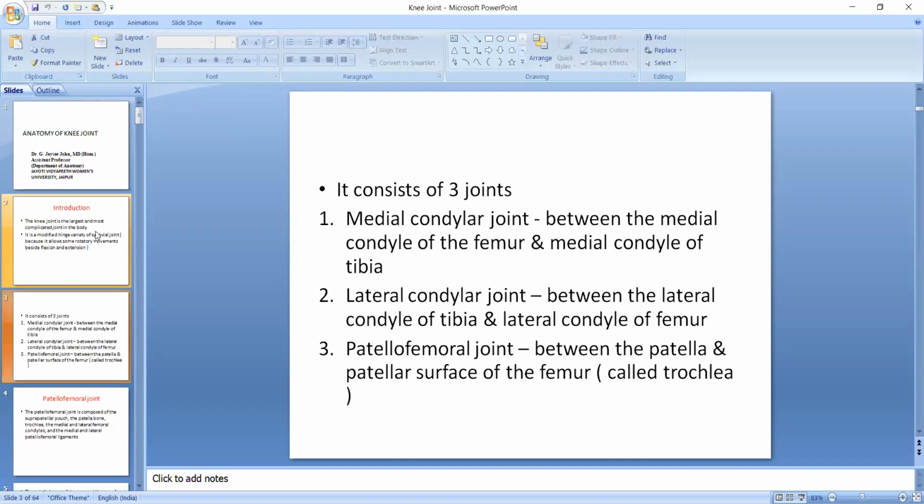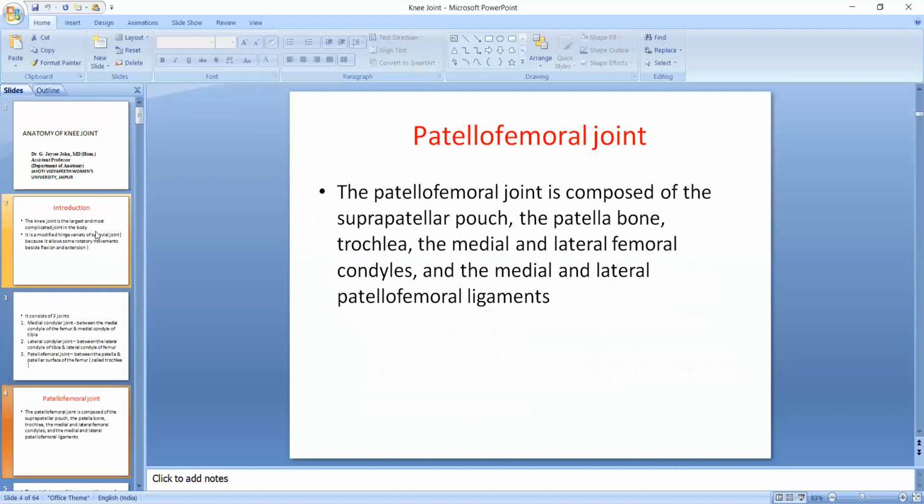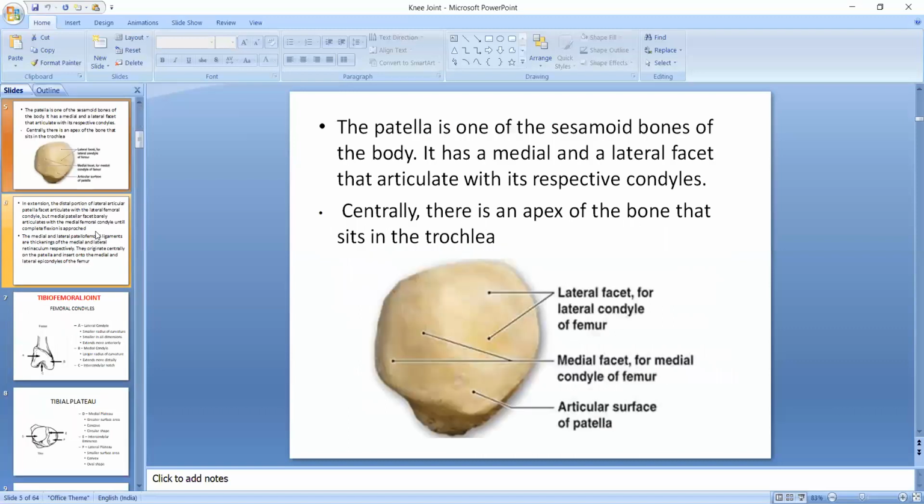It consists of three joints: medial condylar joint between the medial condyle of the femur and medial condyle of the tibia, lateral condylar joint between the lateral condyle of the tibia and lateral condyle of the femur, and patellofemoral joint between the patella and patellar surface of the femur. Patellofemoral joint is composed of the suprapatellar pouch, the patella bone, trochlea, and the medial and lateral femoral condyles, and the medial and lateral patellofemoral ligaments.